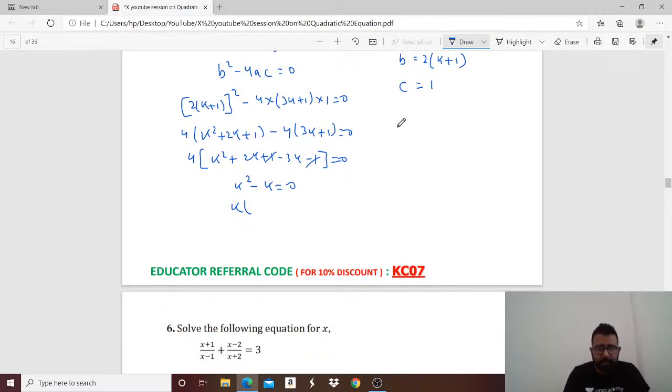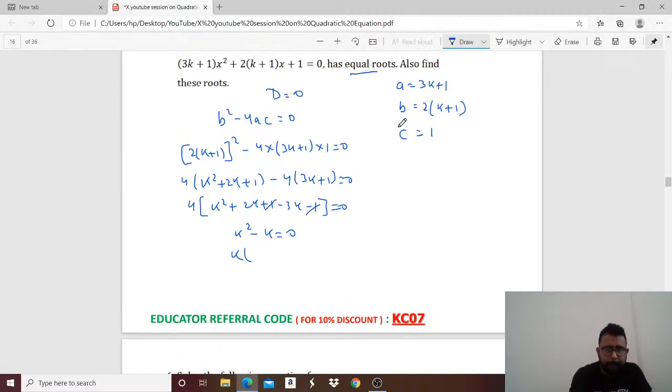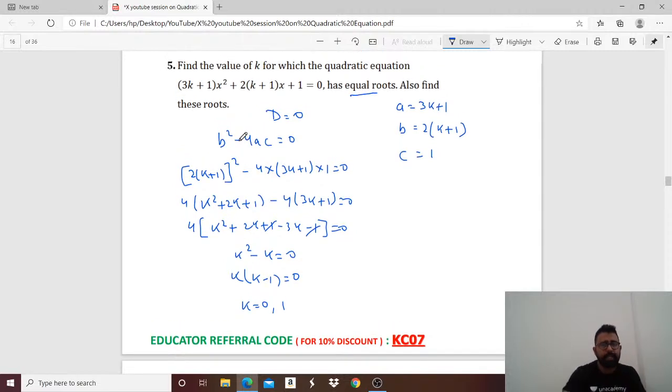So this is the thing left. When you take this, k into k minus 1, this is 0. So either k is 0 or the value is 1. So k 0, is it possible? Yeah, this is possible. K 1, yeah, K 1 is also possible. So both are the values. So we say these are the values.